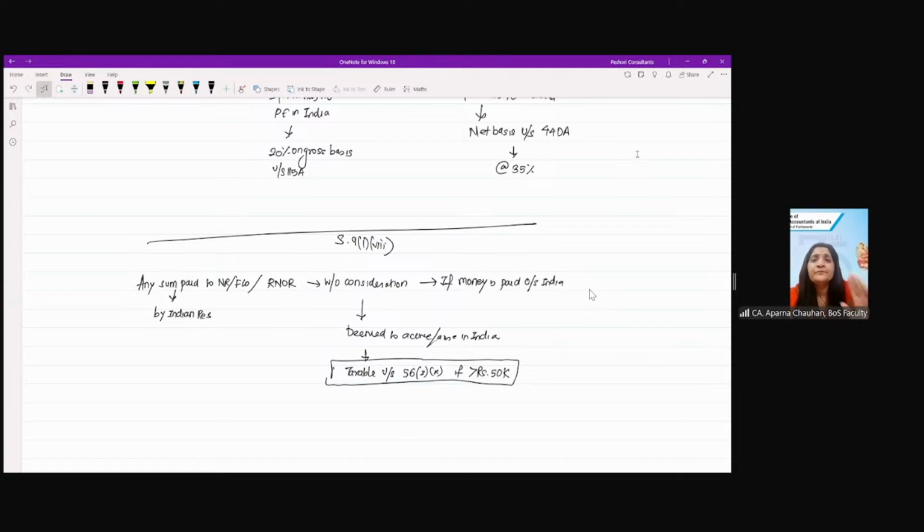Am I right, Prerna ma'am? Yes, so that interlinking is very much important.